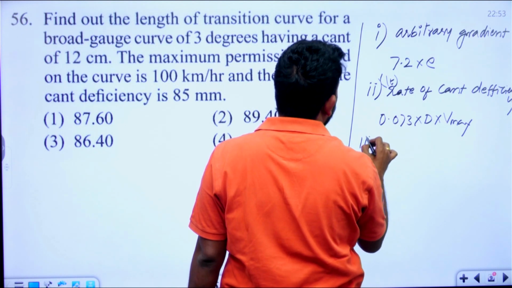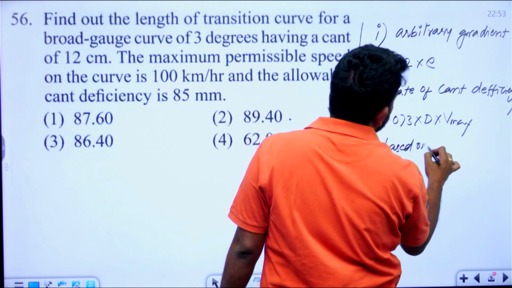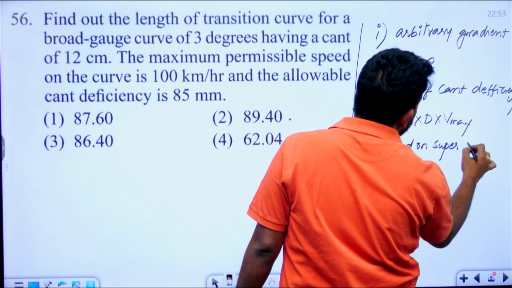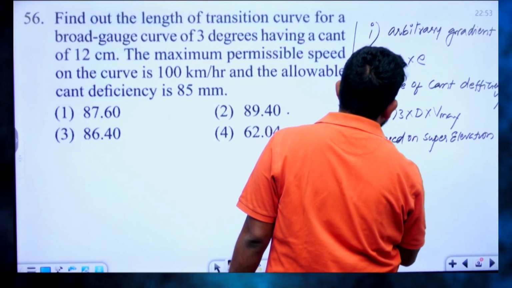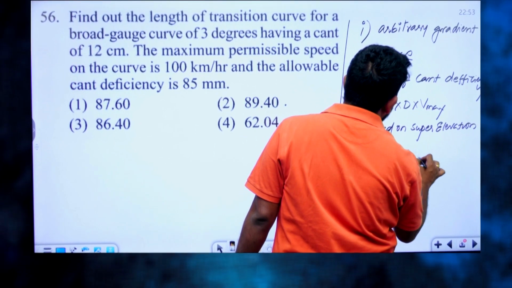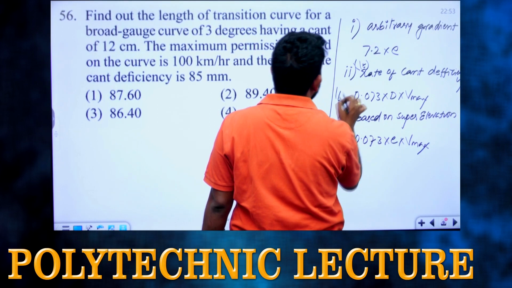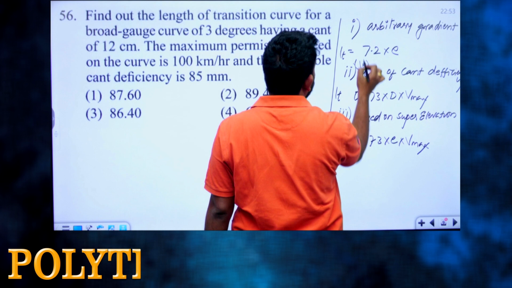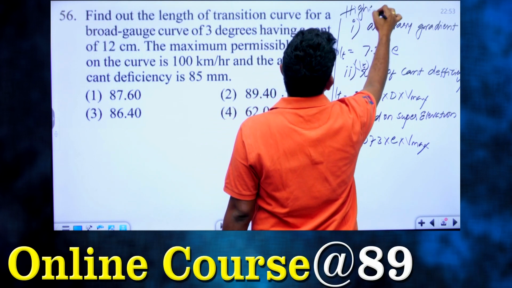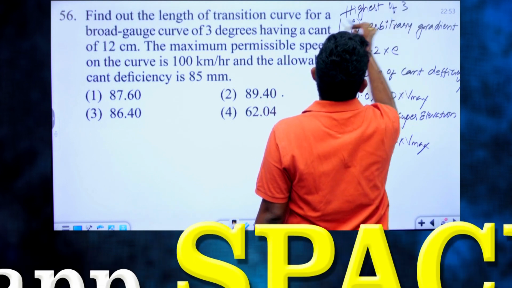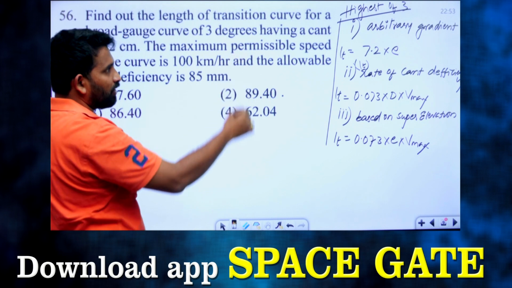The third is the rate of change of super elevation. Based on the rate of super elevation, the formula comes out to be 0.073 times E into V max. All these were lengths of the transition curve, and we have to choose the maximum answer of these three. We have to choose the highest of these three, so that you get it as your answer.